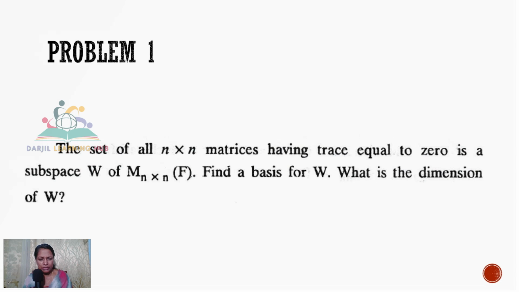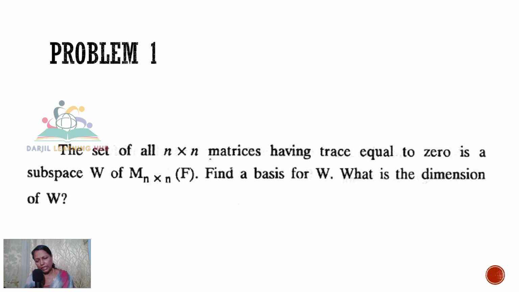So we shall see the first problem with the n by n matrix. N by n matrix means n rows and n columns, both n number of rows and n number of columns. That means it is called a square matrix. A matrix with equal number of rows and columns is called a square matrix. So that is the meaning of the term n by n.